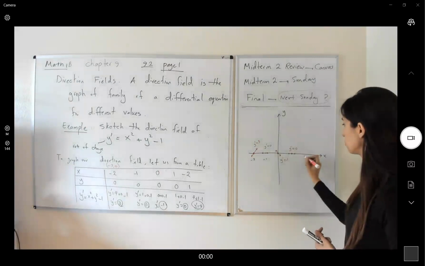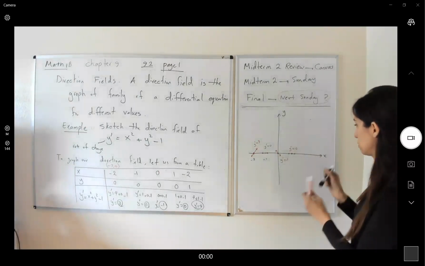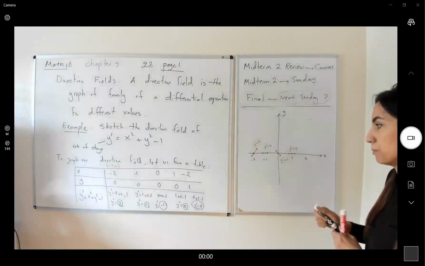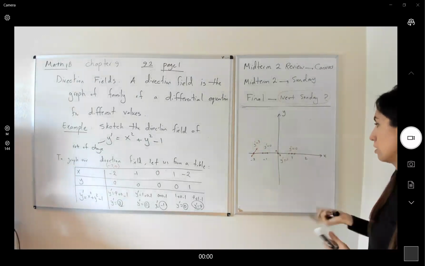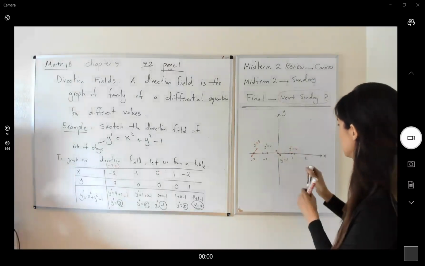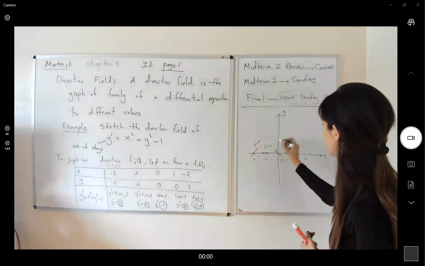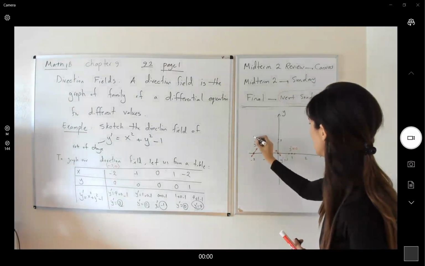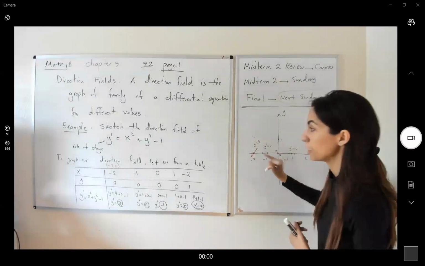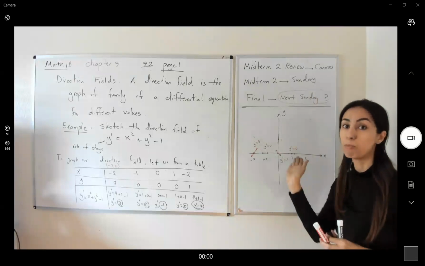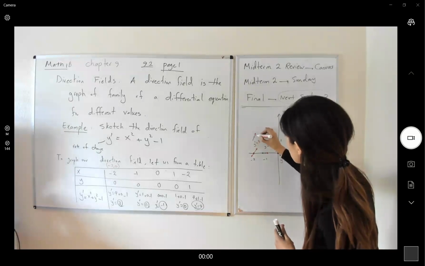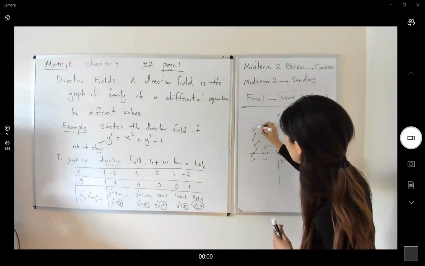So here you have 1, now 2. So 1, 2. So I have negative 2 and 1, negative 2 and positive 1. So let's have 1 here. So this point here, negative 2 and positive 1. Y prime is 4. So it's more steep than 3. It's going to be like this. Y prime is 4.